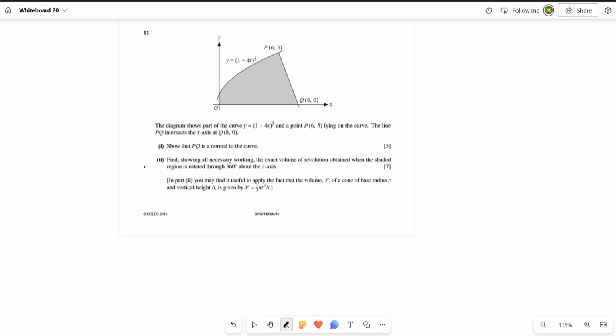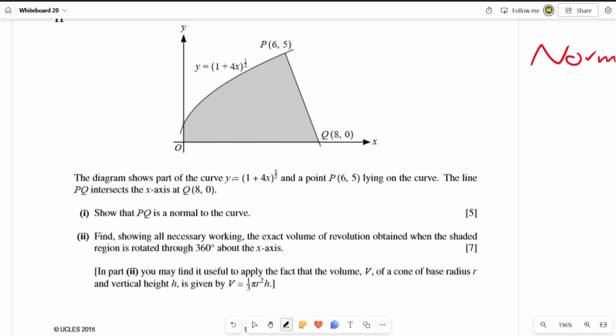Now, how do I show this? First, I need to understand what the word normal means. The word normal means perpendicular. Perpendicular means that the two things are at 90 degrees with each other, like your floor and the wall. So over here, I'm supposed to show that the line PQ has a 90 degree angle with the curve.